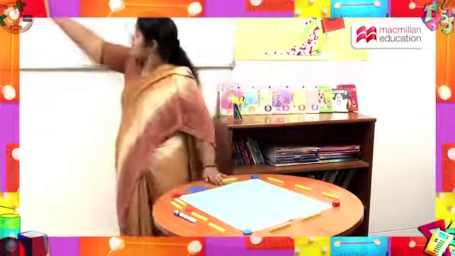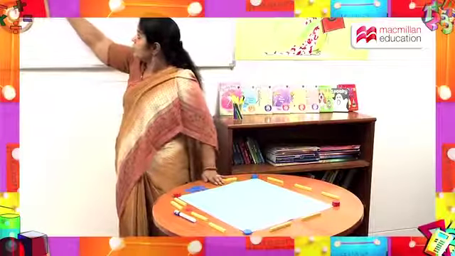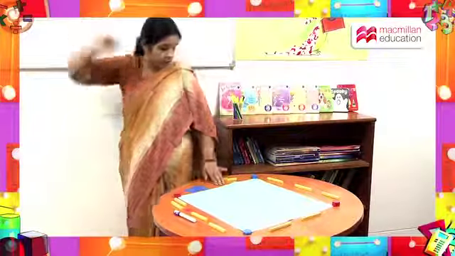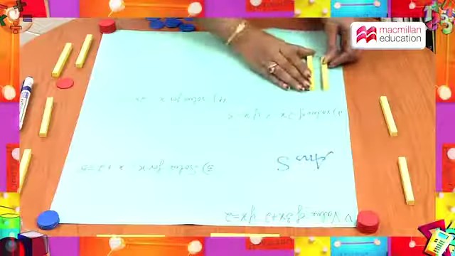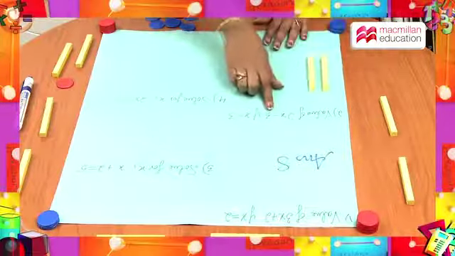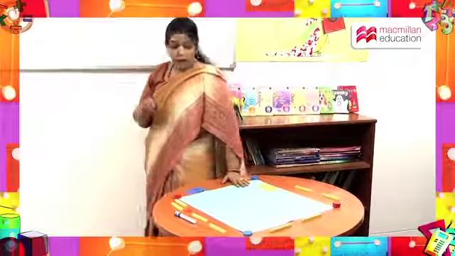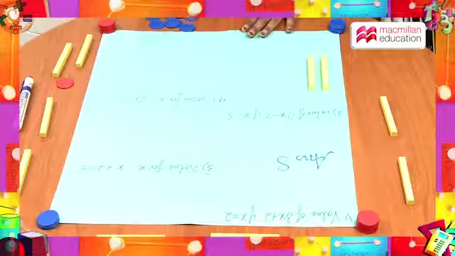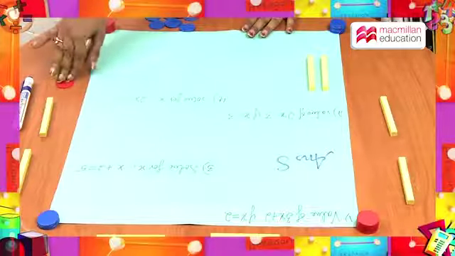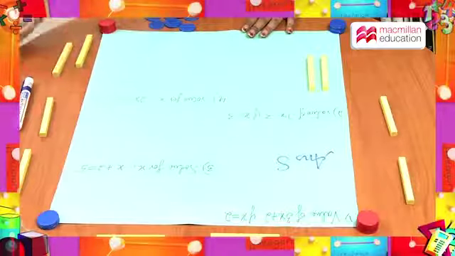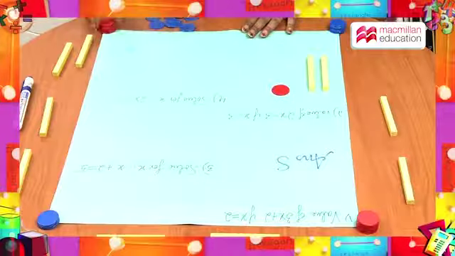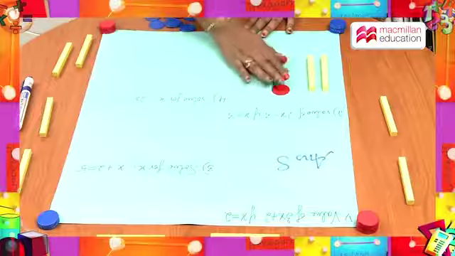Next, I want to find the value of 2x minus 3 if x is equal to 3. 2x means 2 of these tiles. Now it is -3. As I told you, blue counter represents +1 and red counter represents -1. So -3 means 1, 2, 3 red counters.